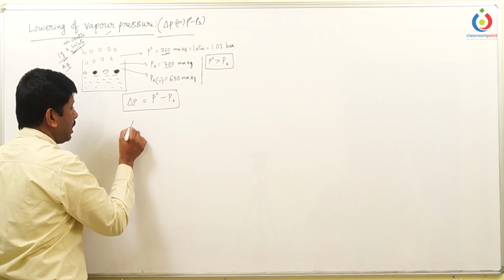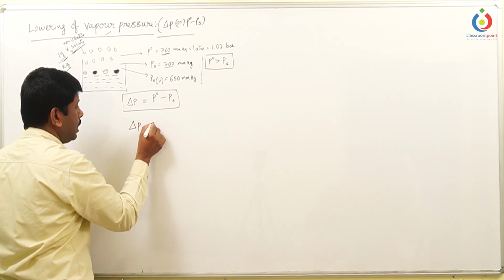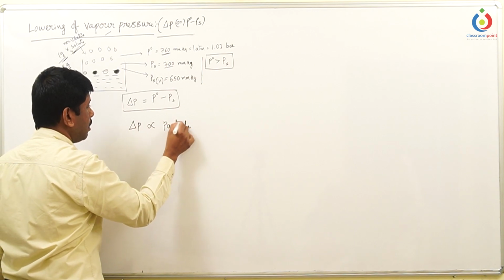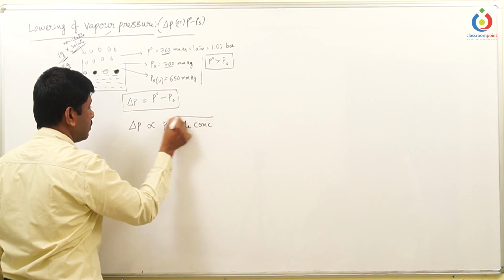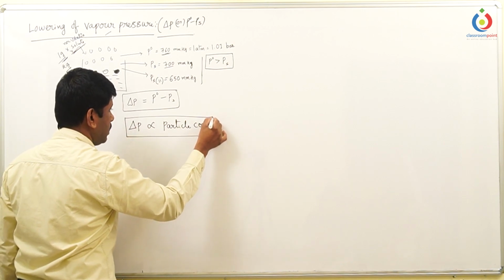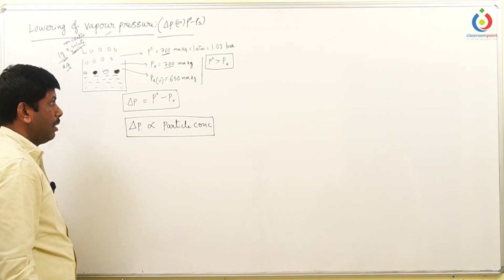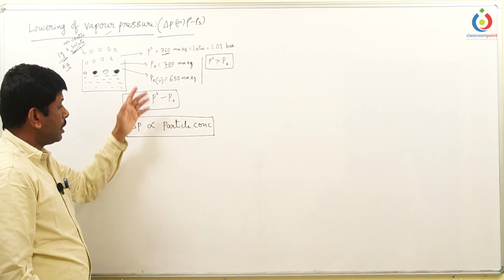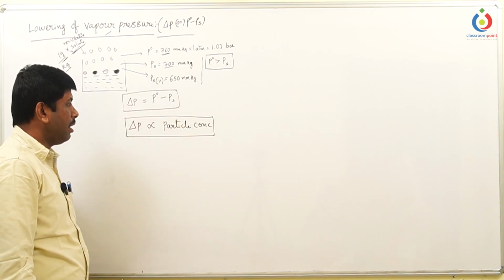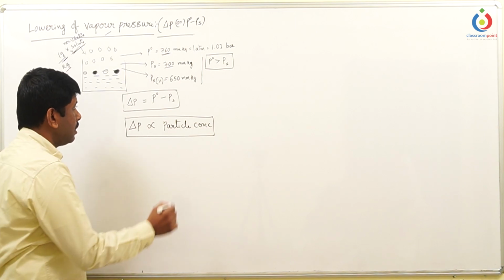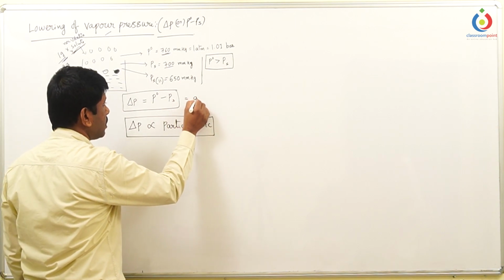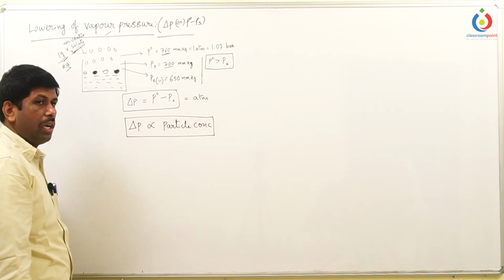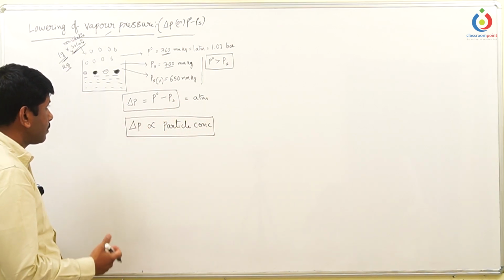So we can say that the delta P value is directly proportional to the particle concentration or concentration of the solution. When the concentration of the solution increases, then the decrease also increases. That's why we can say that delta P value is directly proportional to the concentration, and its units are atmospheres only, because pressure minus pressure gives pressure units again.